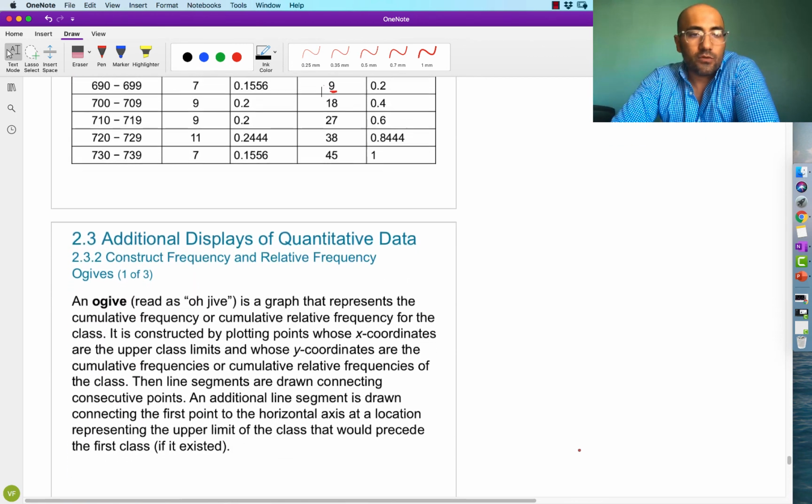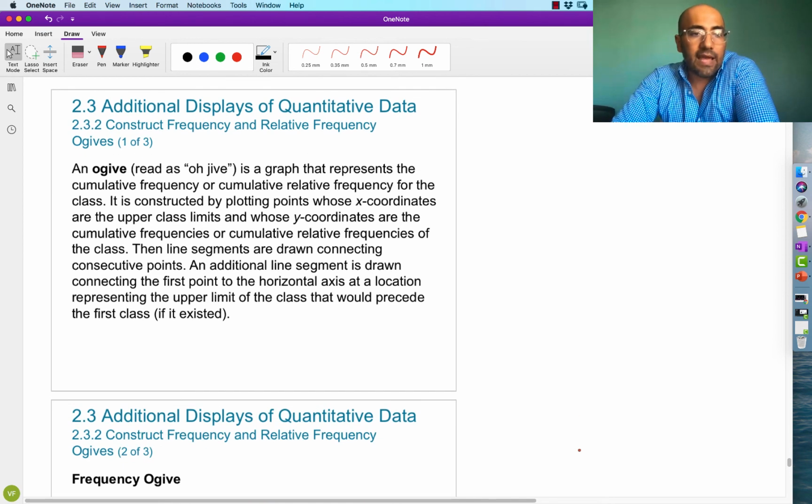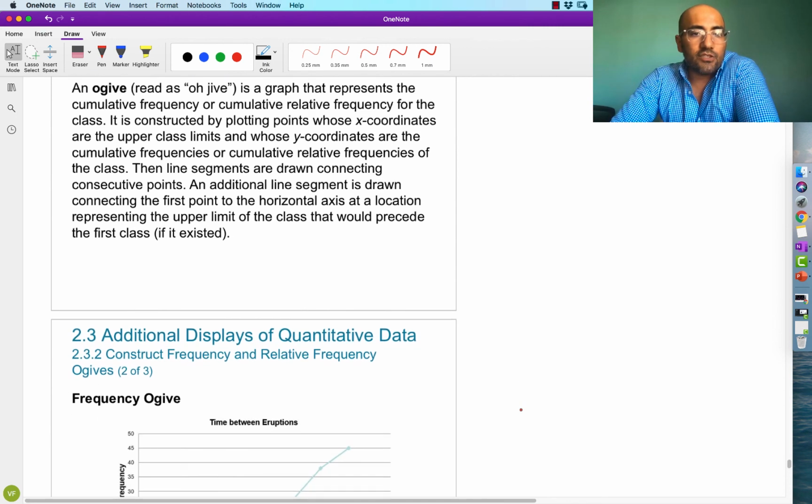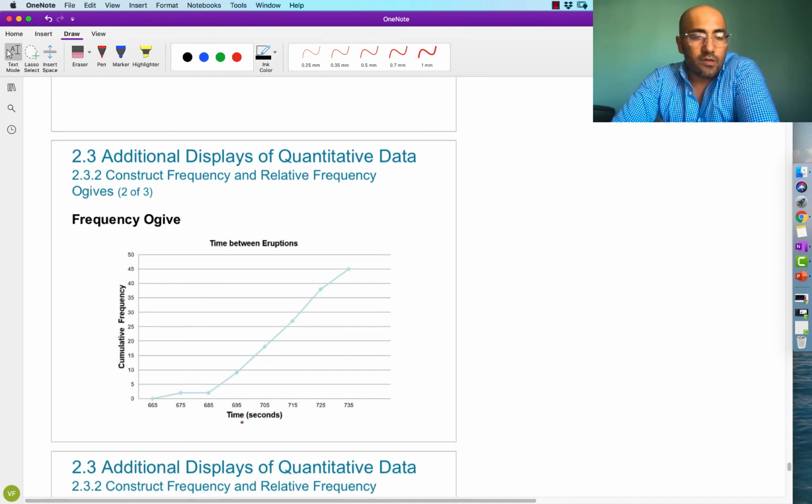Good. And an ogive is a graph that represents the cumulative frequencies or cumulative relative frequencies for the class. It is constructed by plotting points in the x-axis under the upper class limits and whose y-coordinates are the cumulative frequencies or cumulative relative frequencies of the class. Okay. In addition, the line segments are drawn connecting the first point to the horizontal axis, so very similar to before. Okay, so again, we have the horizontal axes, again, identifying all the class midpoints.